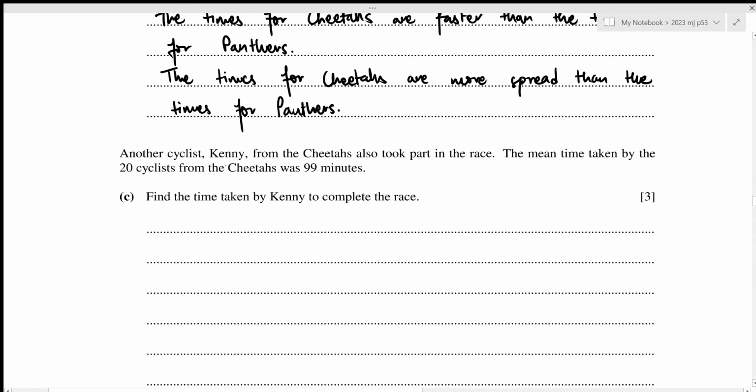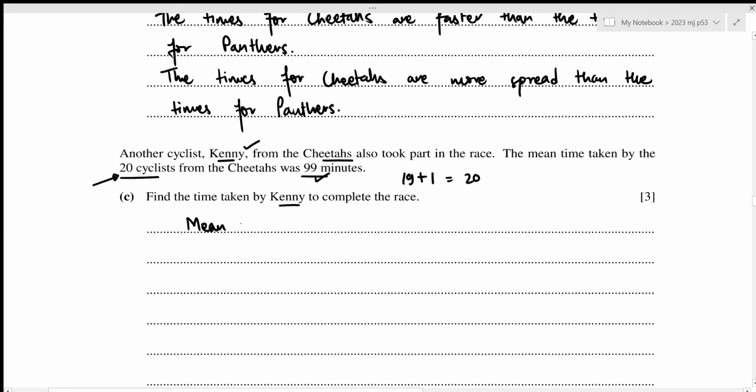Another cyclist, Kenny, from the cheetahs also took part in the race. The mean time taken by 20 cyclists from the cheetahs was 99 minutes. We now need to find the time taken by Kenny to complete the race. Remember that previously we only had 19 observations. Now we're talking about the mean of 20 cyclists. So the new cyclist is Kenny. So 19 plus 1, we have 20 observations, for which the mean value is 99 minutes. And we have been given the mean time, so let's utilize the formula.